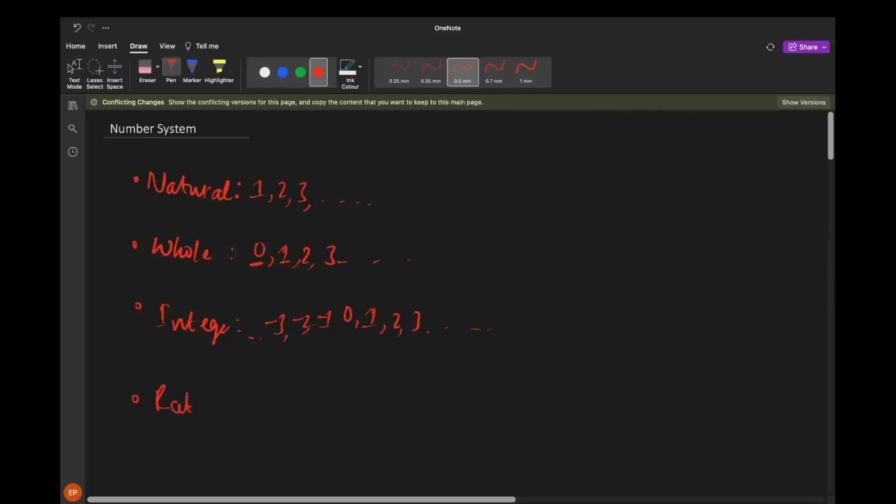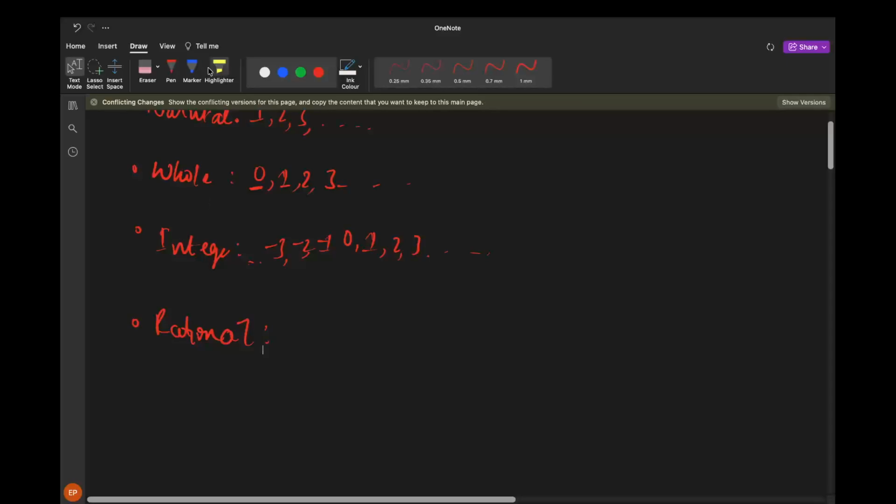Next comes rational numbers. Rational number means, please pay attention here. Rational numbers are those numbers which can be written in the form of p by q. But the condition is p and q should be integers and q should not equal 0. For example, 3 by 4. This is an integer, this is an integer. It is in the p by q form. It is a rational number. 3 by 4 is a rational number.